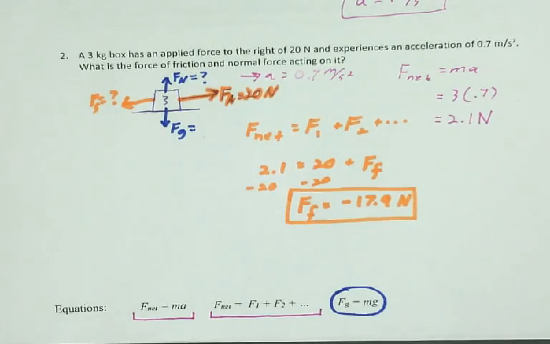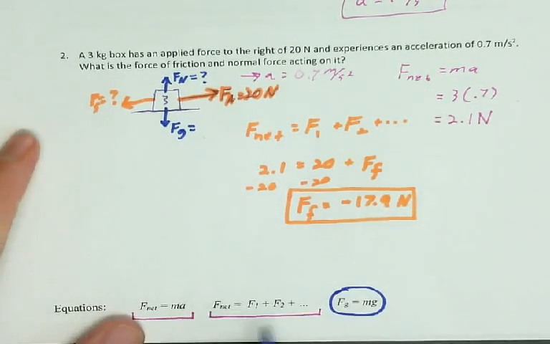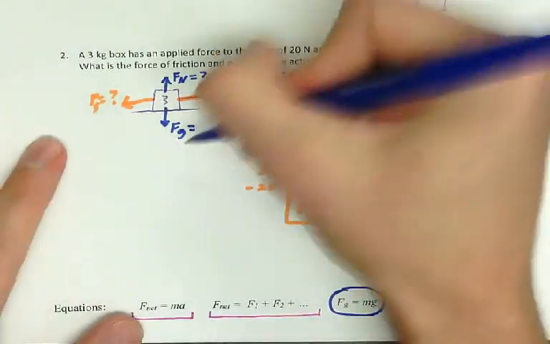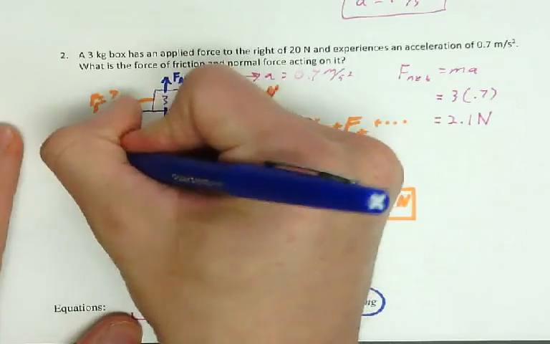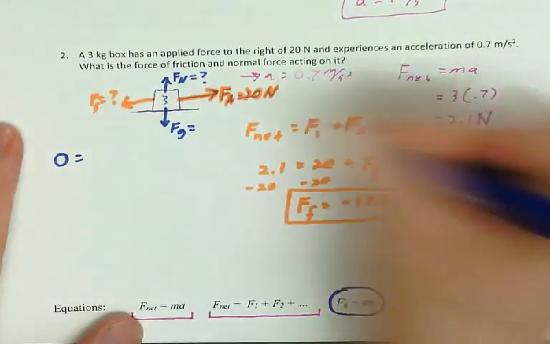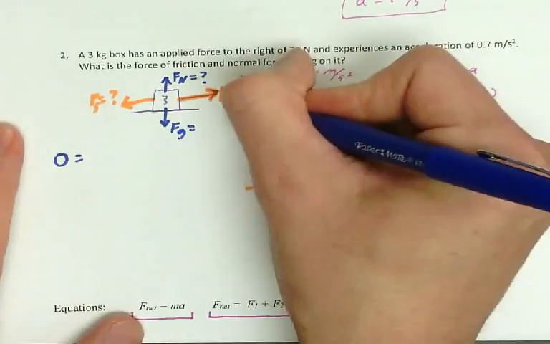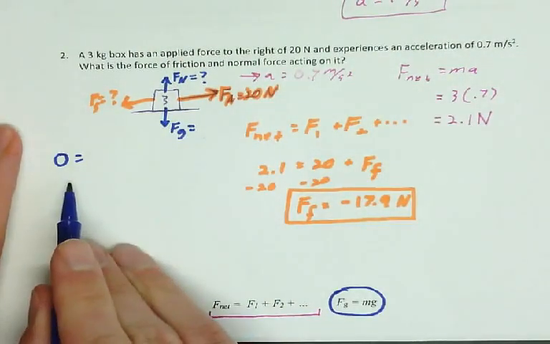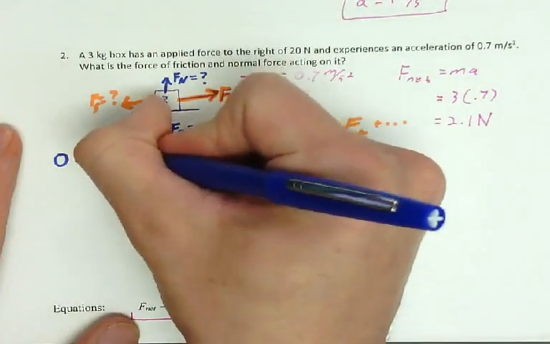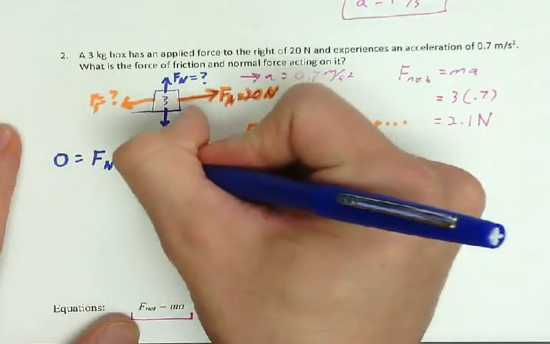There we go. And now we just need to find the normal force. And we do that the exact same way we just did. Except this time the net force up and down is 0 because the net force 2.1 is to the right. So if the net force is right, then the up and down net force is 0. All we have to do is add together the two forces, normal plus gravity.